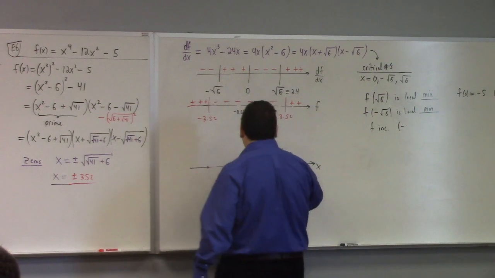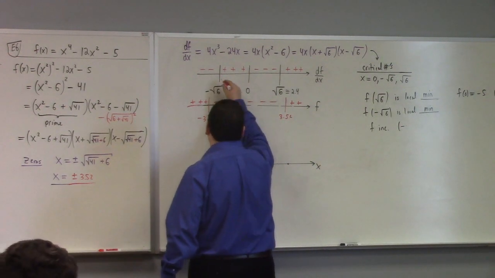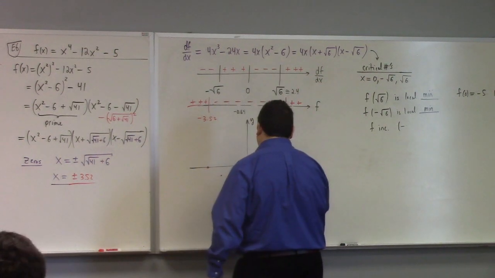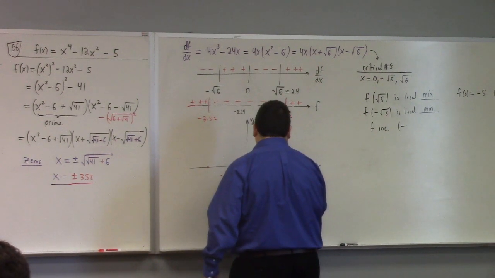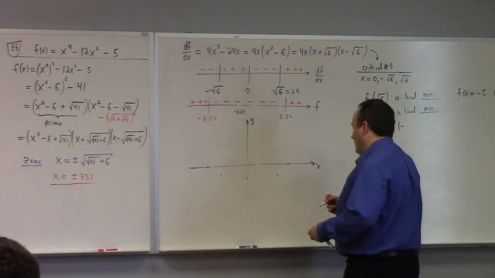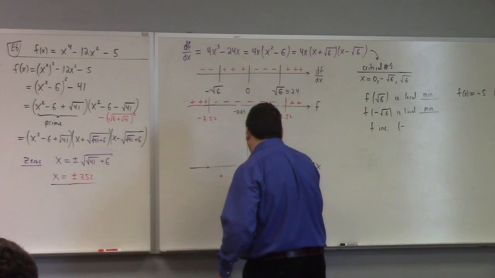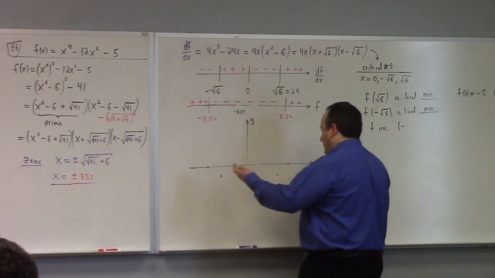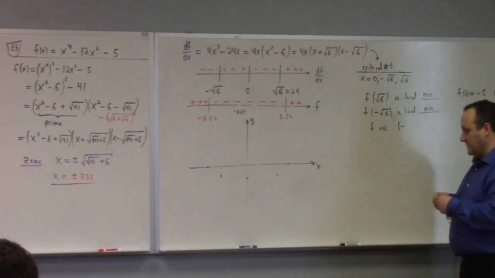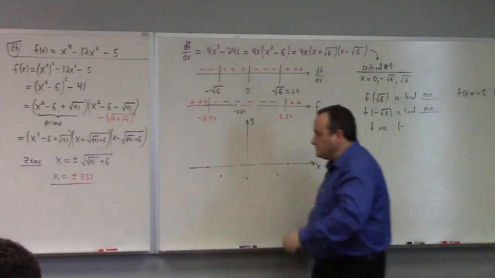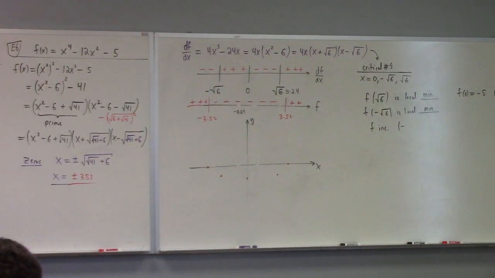And I wasn't wrong. F of minus root 6 and f of root 6 were negative. So roughly speaking, I've got these 1, 2, 3, 4, 5 points of reference. Let's draw the graph. How's it go?